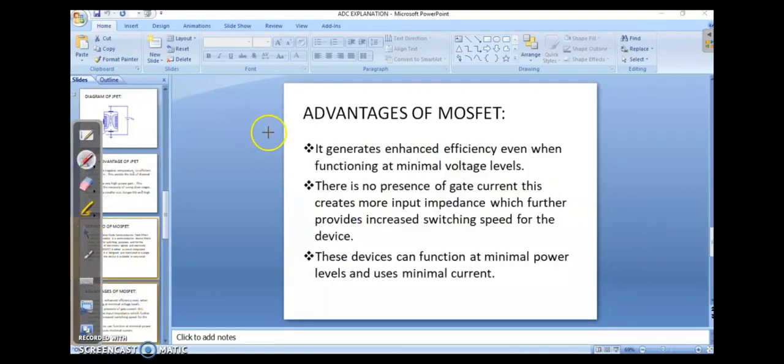And the advantages of MOSFETs are as follows. It generates enhanced efficiency even when functioning at minimum voltage levels. There is no presence of gate current. This creates more input impedance, which further provides increased switching speed for the device. This device can function at minimum power level and use minimal current.